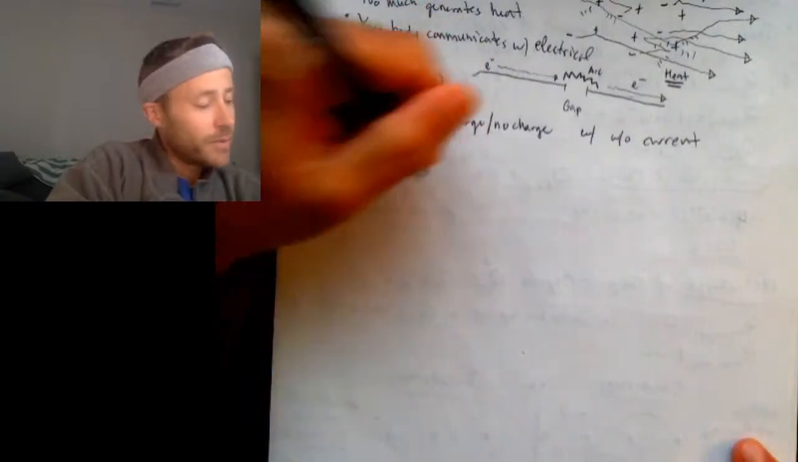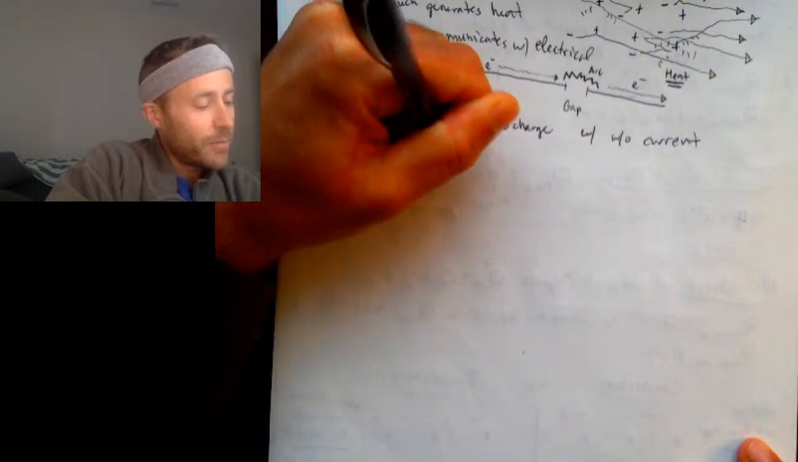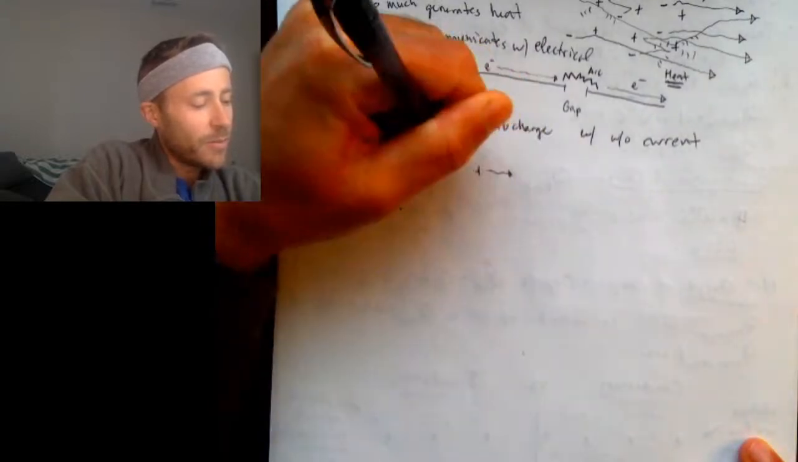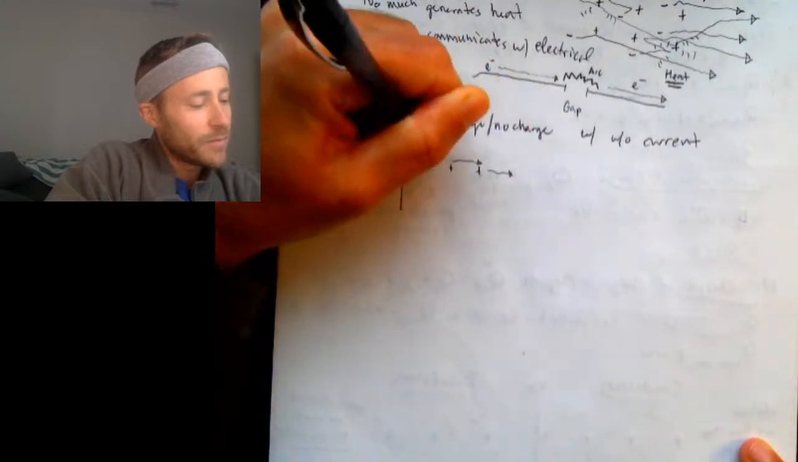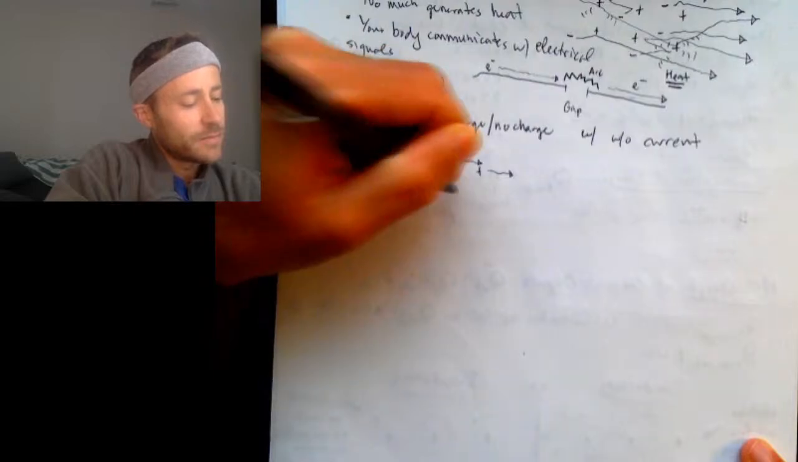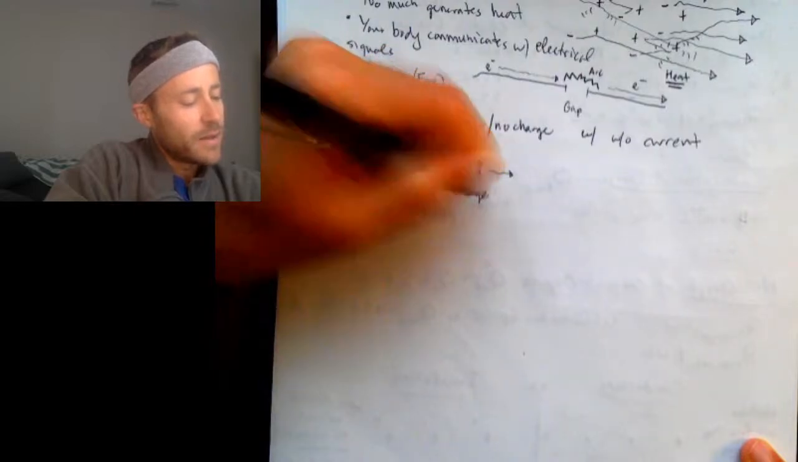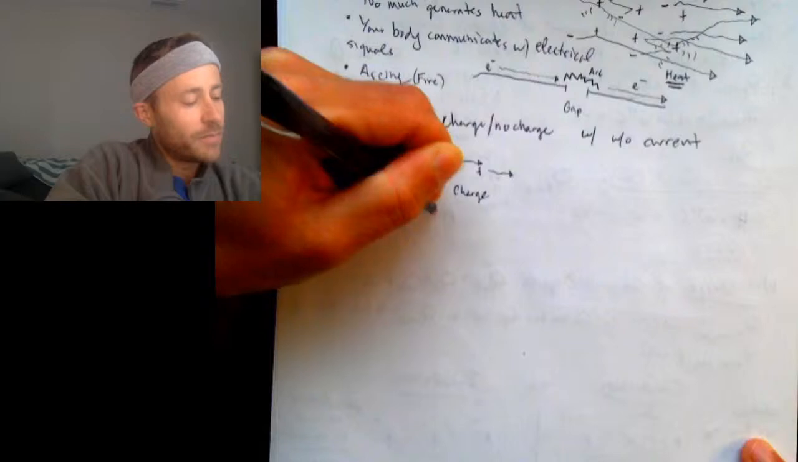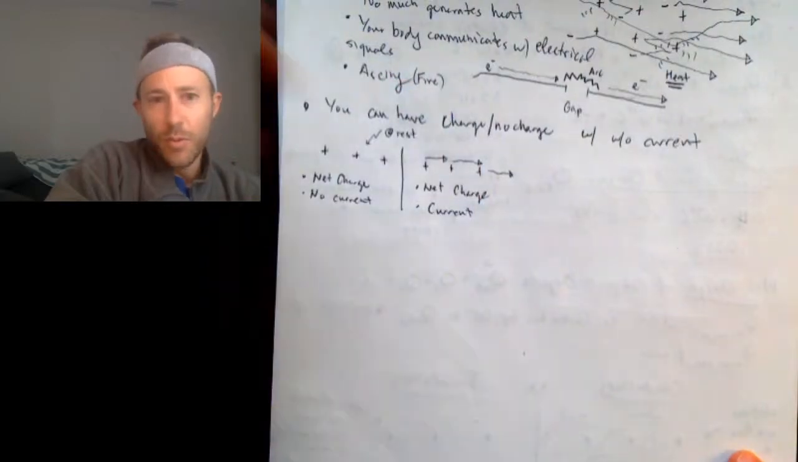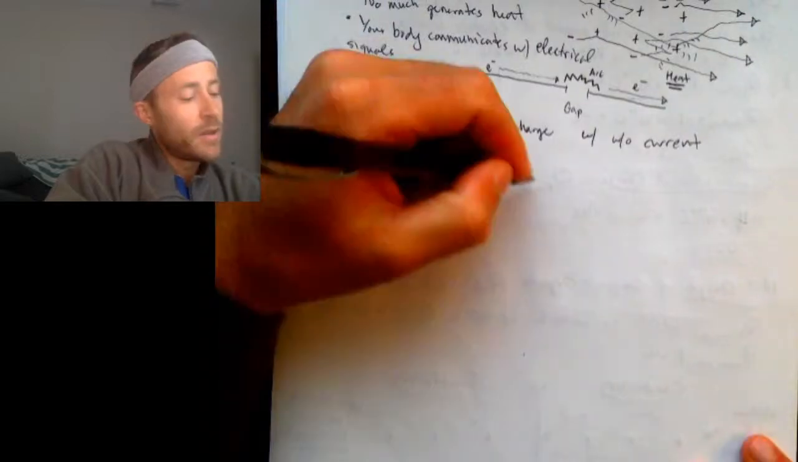You can have net charge and current. What if I have positive charges and those positive charges are moving? This is net charge, and we have current. All right, so we have moving positive charge, so we have net charge and current. It is possible.